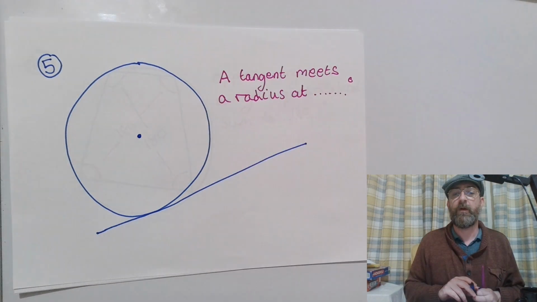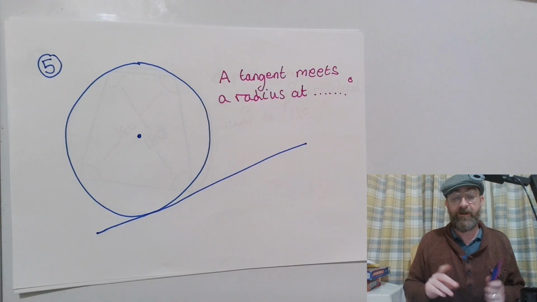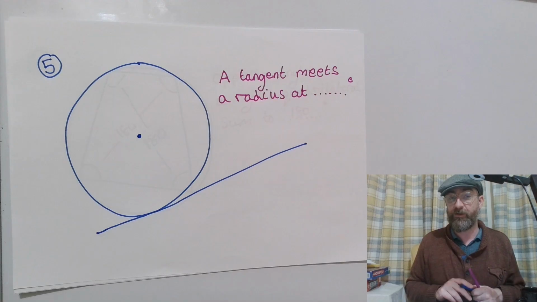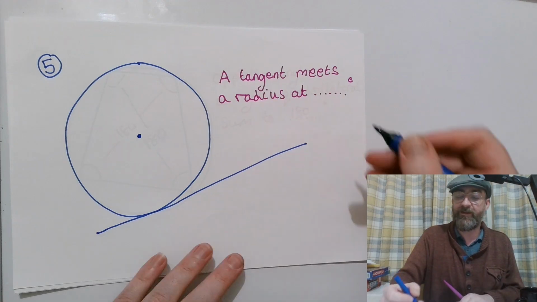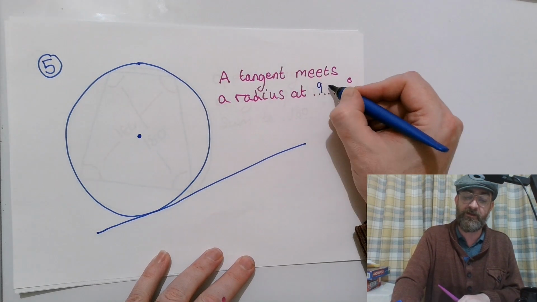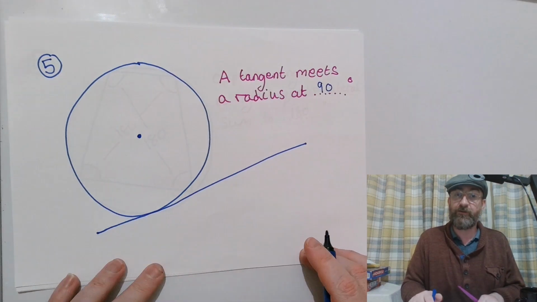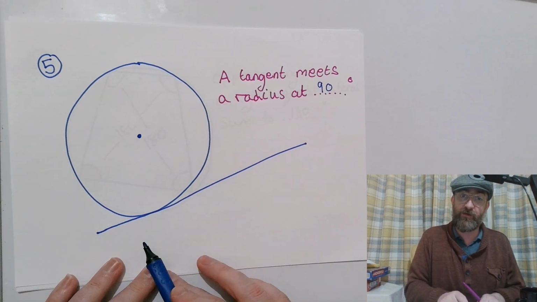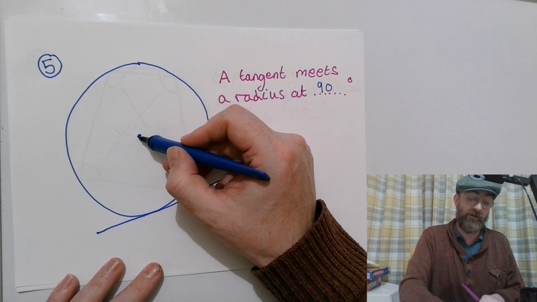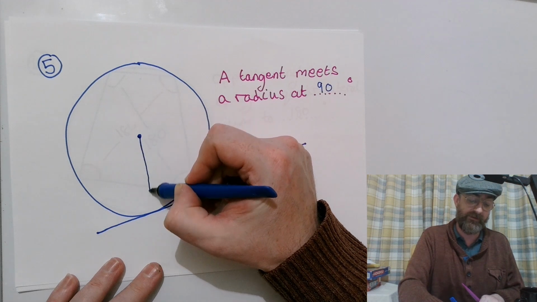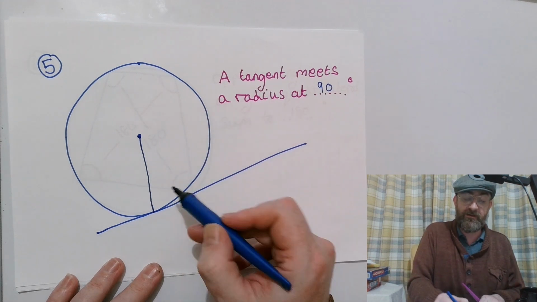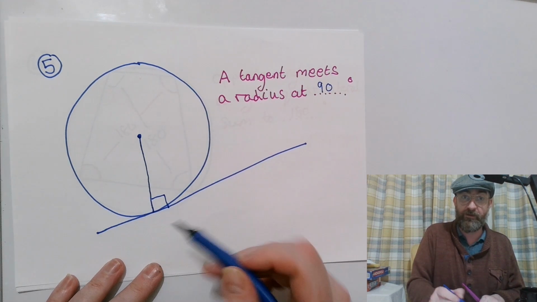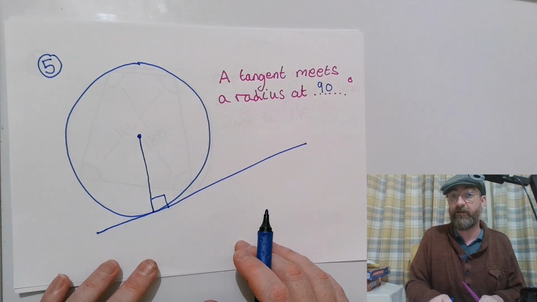Fantastic. Okay, number 5. A tangent meets a radius at blank degrees. Do you know what it is? Fantastic, 90 degrees. There we go, so let's show it on the diagram. I've got a tangent drawn here, and I'm going to draw a radius to where that tangent meets the circle there, and this angle here is 90 degrees.